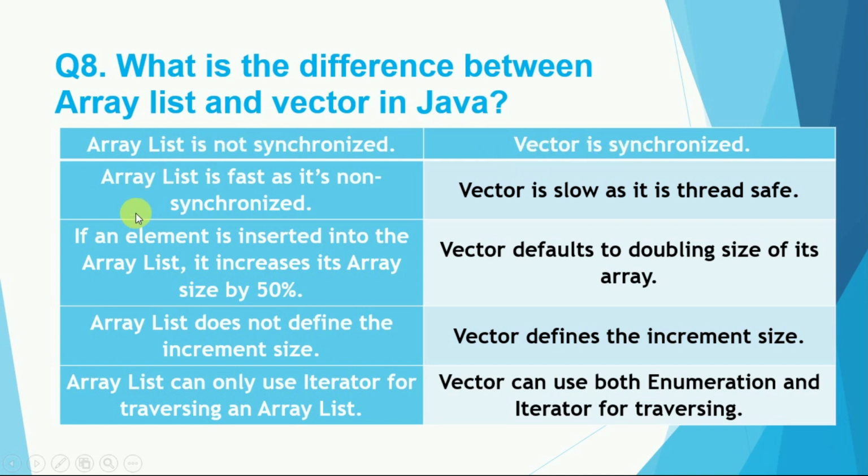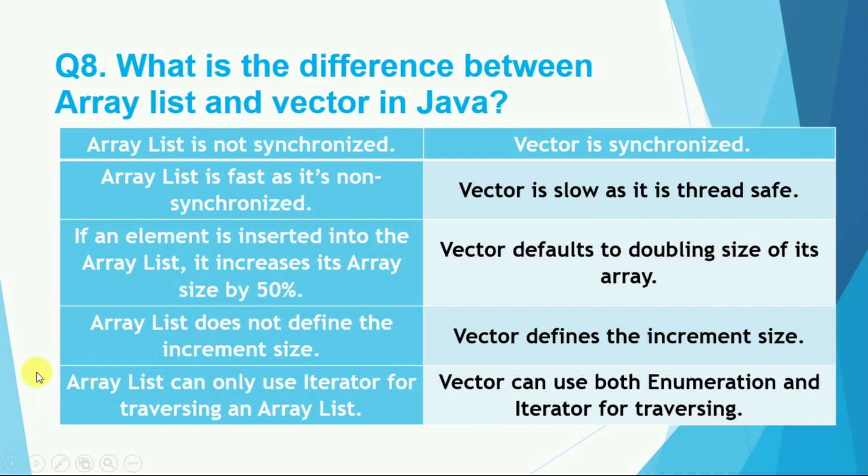ArrayList is fast compared to Vector as it is non-synchronized. Because of synchronization, Vector is slow, but it is thread safe. Synchronization safety is there in Vector, but it is slow, and ArrayList is fast because it is non-synchronized. Next, if an element is inserted into an ArrayList, it increases its array size by 50%, and Vector defaults to doubling the size of its array.